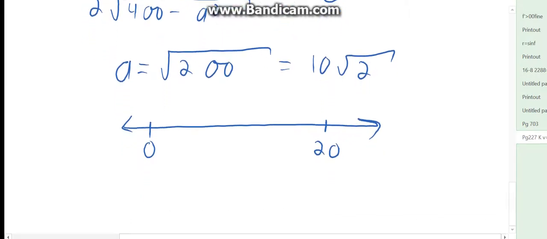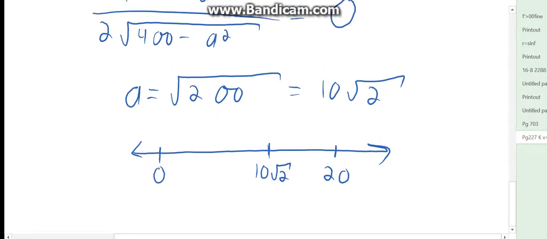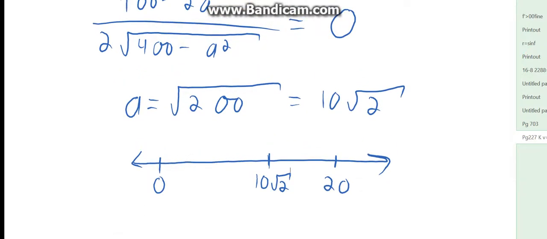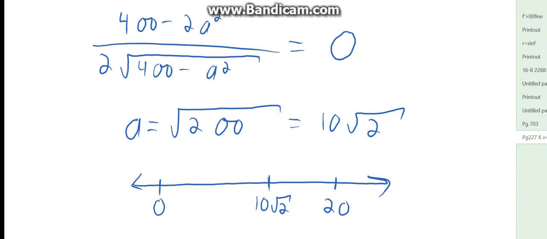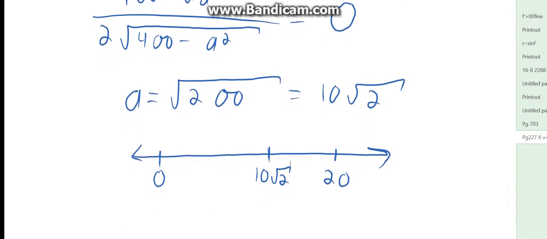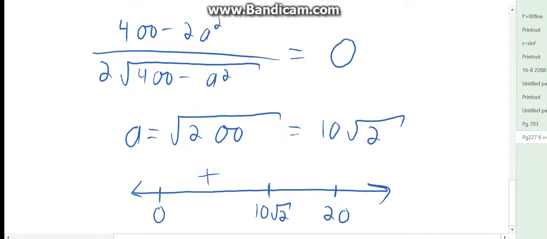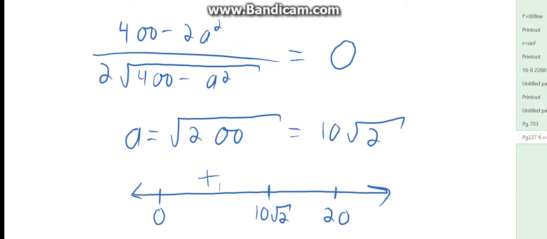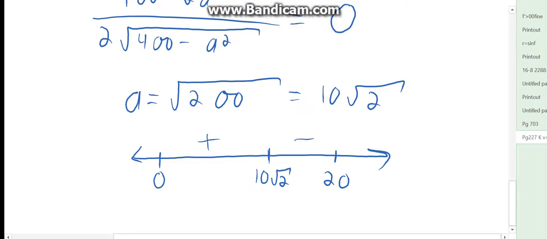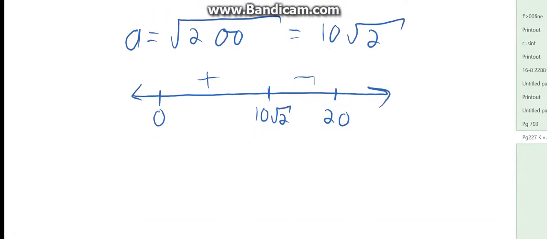And 10 root 2, you said somewhere around 14. And if you plug a number less than 10 root 2 in, like 1, you get 400 minus 2 in the numerator, positive. Divide it by the square root, which is positive, so you get positive. If you plug in a number bigger than 10 root 2, like 19, you get 400 minus something big, which is going to be negative. Okay? Boom. And all that shows is that 10 root 2 is the value for a which makes the area of our triangle a maximum. All right?